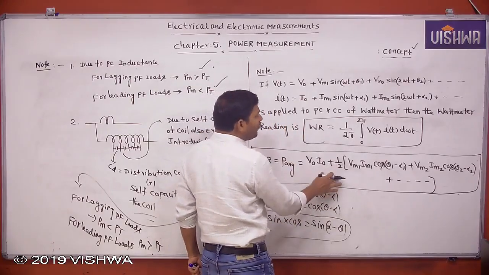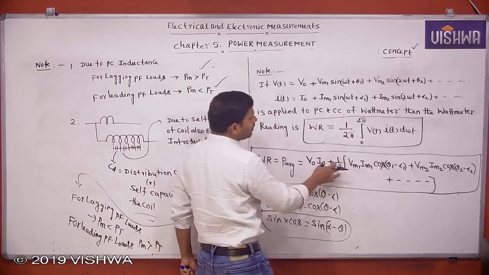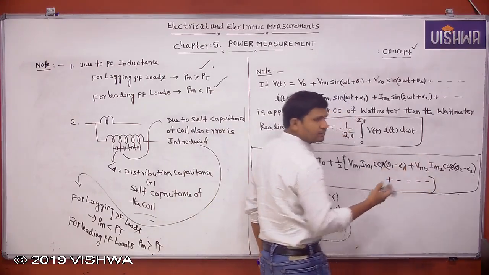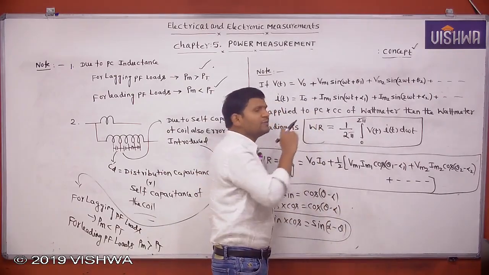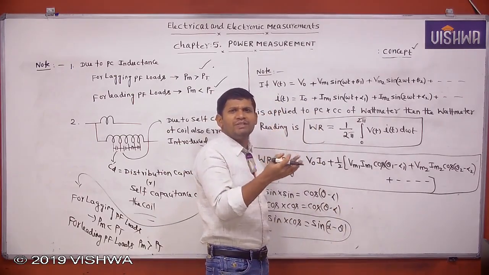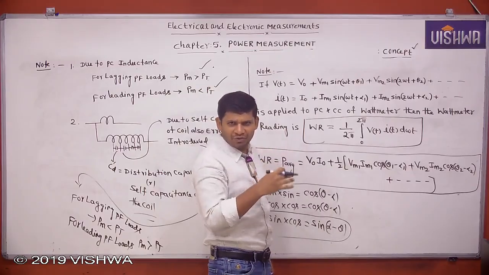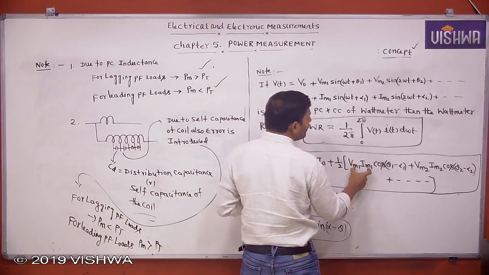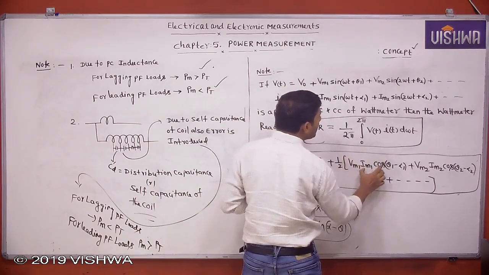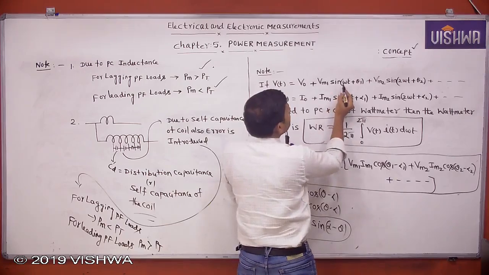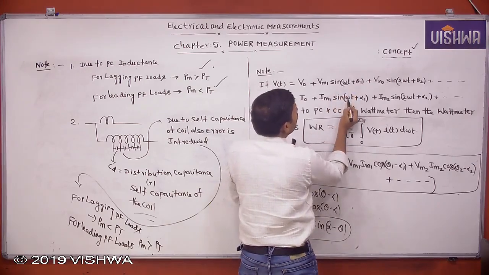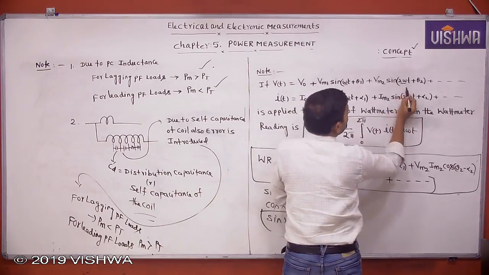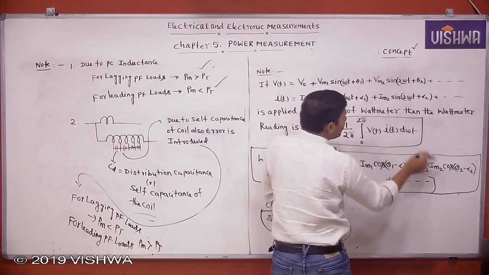In the final formula the constants are multiplied, and Vm1 Im1 is multiplied, Vm2 Im2 is multiplied. But if any problem is framed, identifying which is Vm1 and which is Im1 is difficult. That's why simply remember it like this. In the final equation, what are we getting? Vm1 Im1 only, which means the reference frequency is omega, and it is multiplied, then we get Vm1 Im1. The 2 omega is multiplied, that's why we get Vm2 Im2.